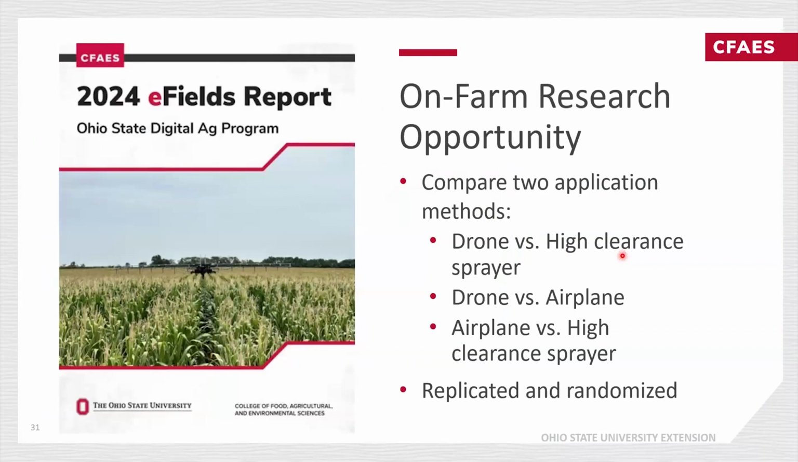So this is an exciting project for us. One limitation of our small plot trials is we can't have an airplane treatment, just the nature of those small plots. So an on-farm research opportunity for all of you to take advantage of is working with OSU Extension. We can compare two different application methods on your farm. So that could be looking at a drone and a sprayer. It could be looking at a drone versus an airplane, or vice versa, an airplane against that high clearance sprayer.